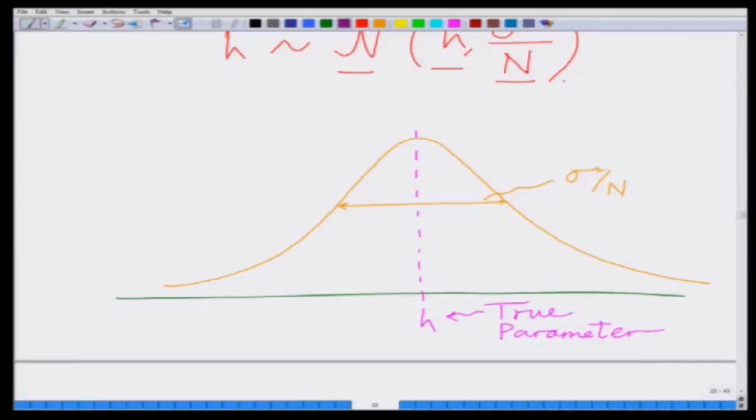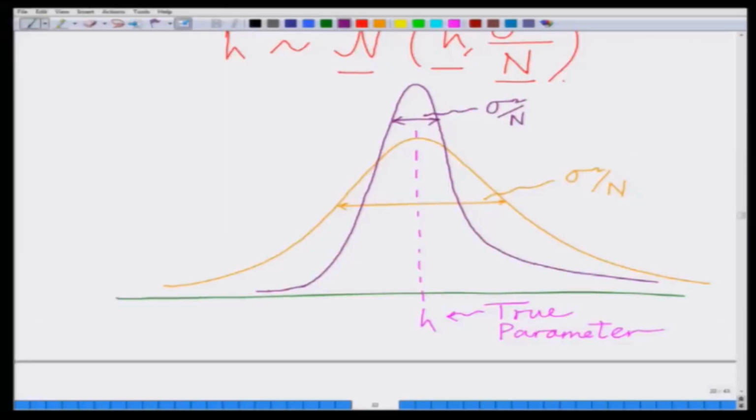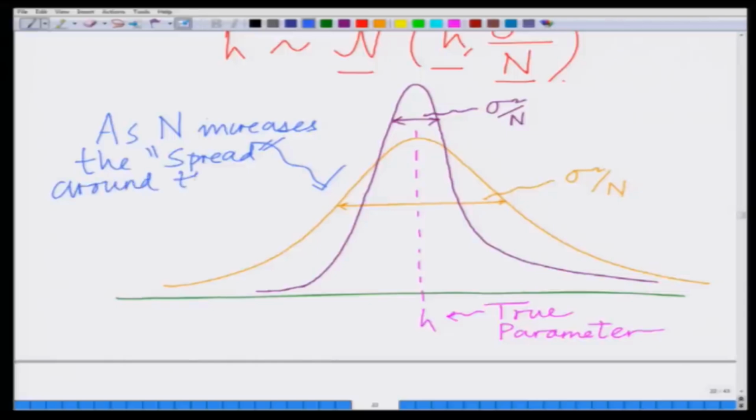Now as you increase n, what happens? The center remains the same, because remember, the mean does not depend on n. But what happens to the spread? Remember, the spread, which is sigma square divided by n, decreases. So, you can observe that as n increases, the spread, that is the deviation or the variance around the true parameter h, decreases.